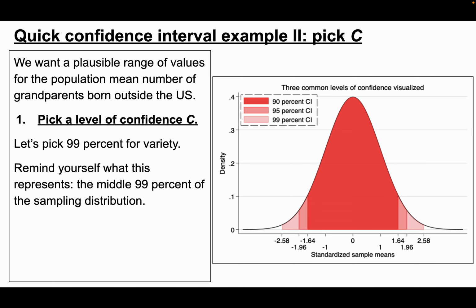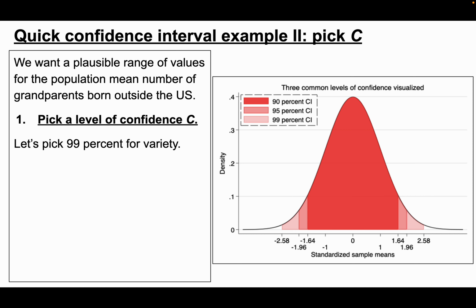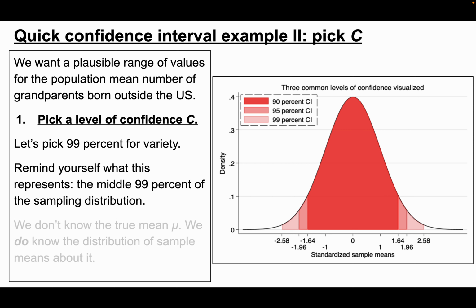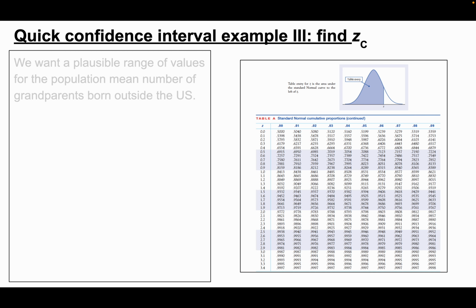So remember that we can just visualize this general standard normal curve here. What we're doing is saying what would be true in general, right? What number of standard deviations generally captures 99% of the area under the curve. So we'll pick 99% in this case for some variety. We don't know the true mean mu, right? But we do know the distribution of sample means about it. So if we add and subtract the number of standard deviations that encloses 99% of the sampling distribution, multiplied by the size of the standard deviation on this sampling distribution, we have a 99% probability, before we do that procedure, of capturing mu somewhere in there.